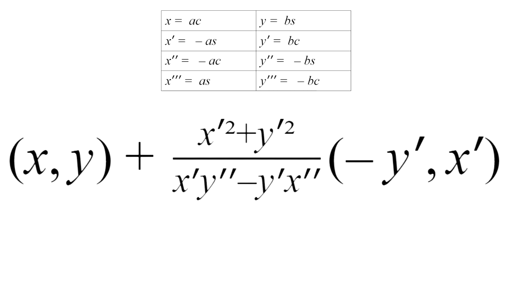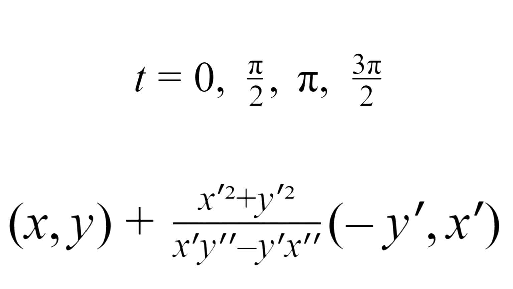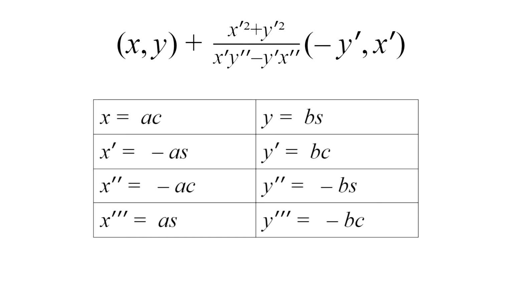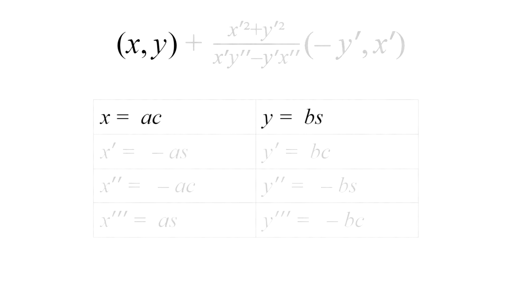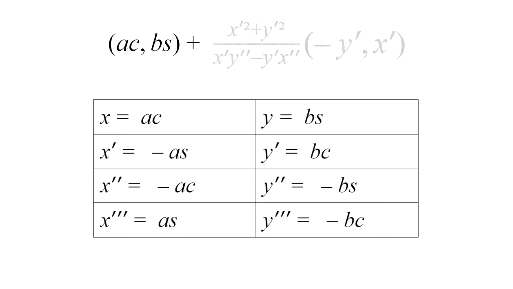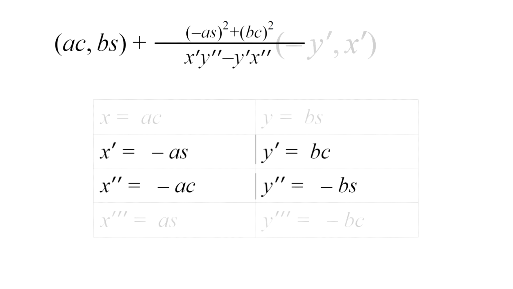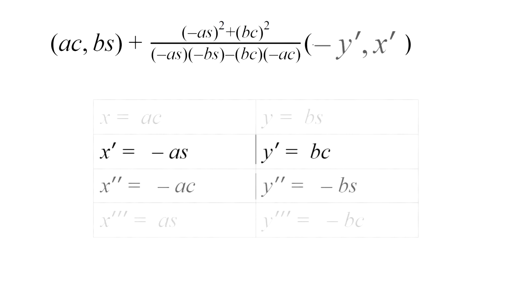Using this parameter, we can first plug in the x and y's, then plug in the certain value. Working with our primes and original components, the evolute parameter is written as xy, which is acbs, plus x prime squared plus y prime squared, which is negative as squared plus bc squared, all over x prime y double prime minus y prime x double prime, which is negative as times negative bs minus bc times negative ac, times the coordinate negative y prime x prime, which is the coordinate negative bc, negative as.